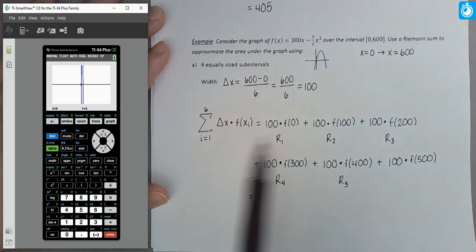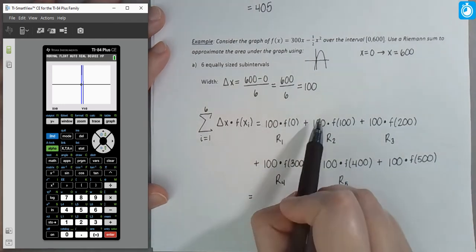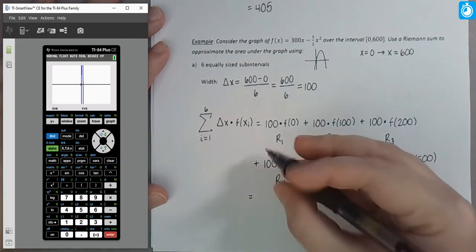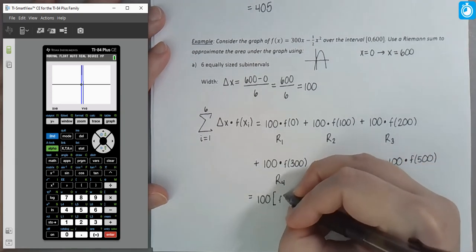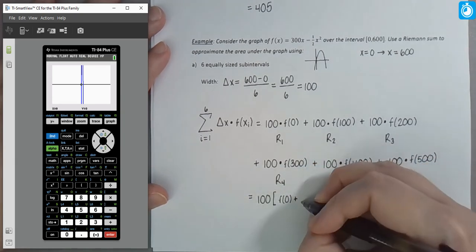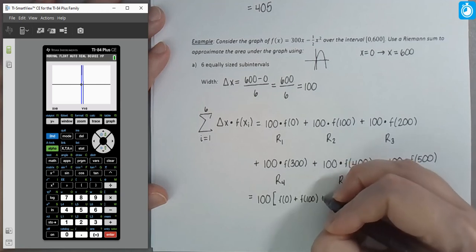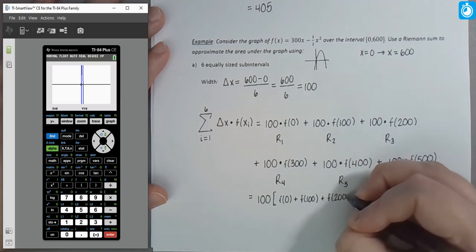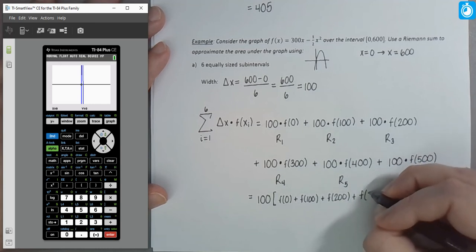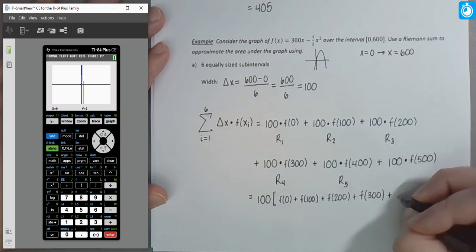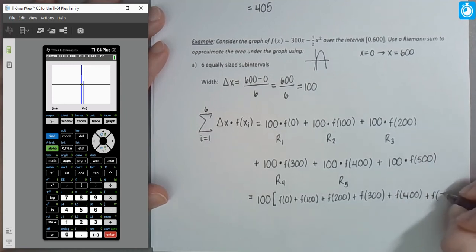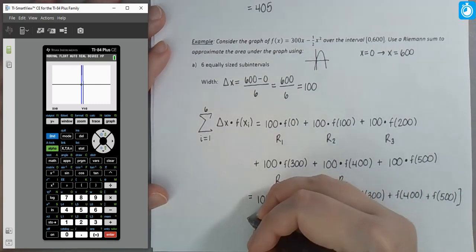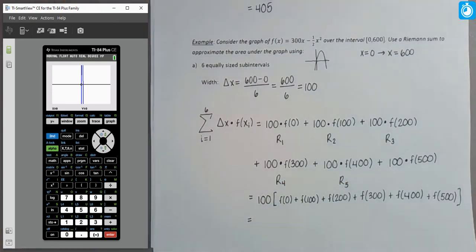Now, just like before, structurally, the same thing's going on. Notice we have that common width. That's a factor in each term, so I can factor that out. And then I'm just looking at my function values. So f of 0 plus f of 100 plus f of 200 plus f of 300 plus f of 400 plus f of 500. And as before, let's let the calculator do the hard part.